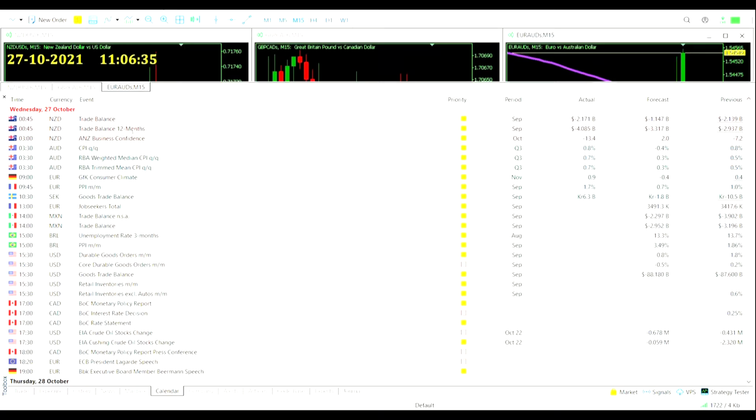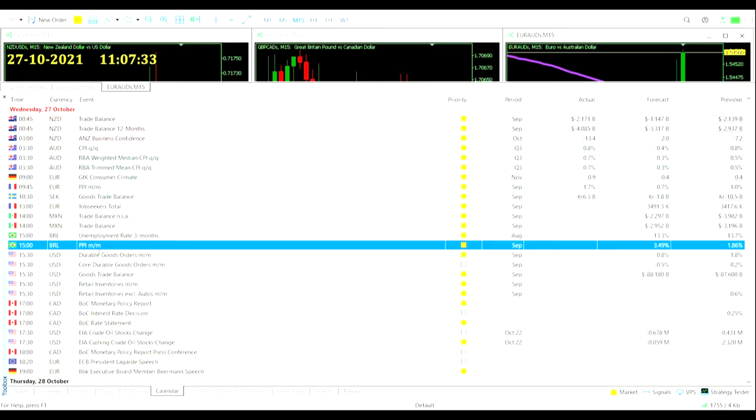And then 10:30, 35 minutes ago, we did have the goods trade balance from Sweden. Nice win for them on that, 6.3 billion krona versus a forecast of negative 1.8 billion. No numbers until we get into the afternoon. 1 o'clock, French job seekers total. 2 o'clock, Mexican trade balance. That'll be decisive.